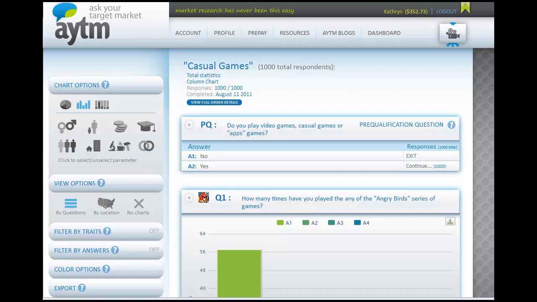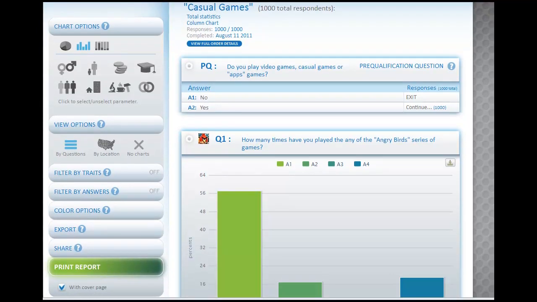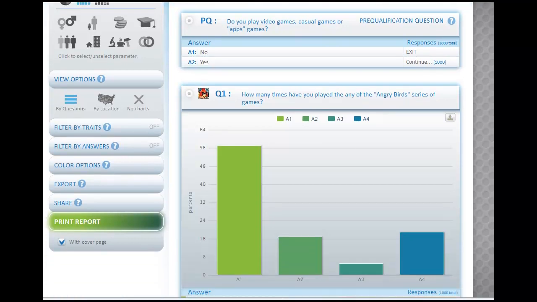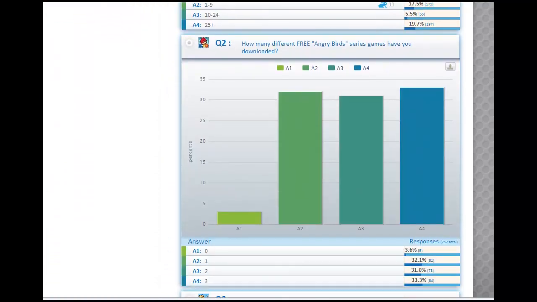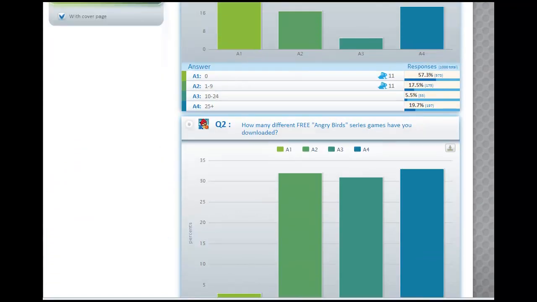Now, when you first get to your default report in Ask Your Target Market, so when you've completed your data collection, or even if you're just looking during the data collection process, maybe every few hours you want to check in and see what your data is starting to look like, this is the default look. So you have all of your charts and graphs here on the right hand side for every question.